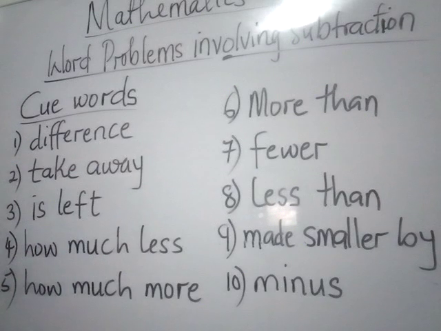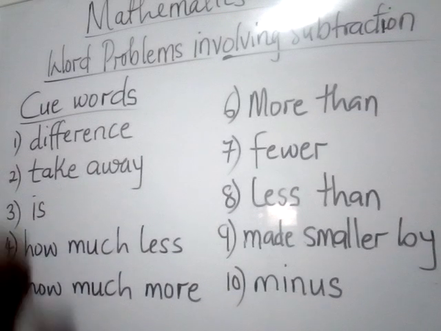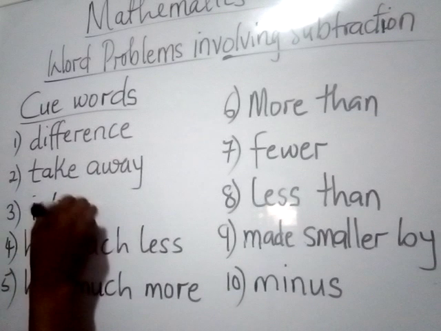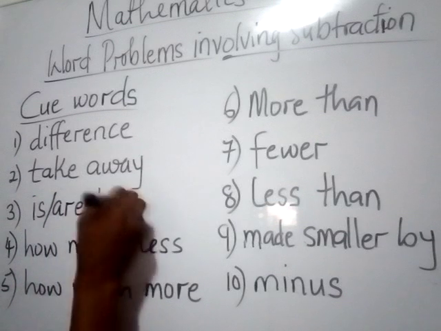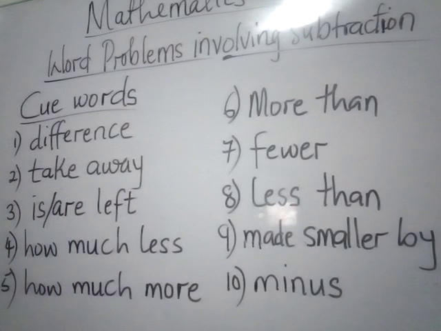And the third one here is left. Is left. Ada had 4 oranges. Jane took 2 out of the oranges. How many oranges are left? Or what is left of her oranges? So this also suggests it could be is left or are left. Okay, so let me just quickly add that. Is or are left.